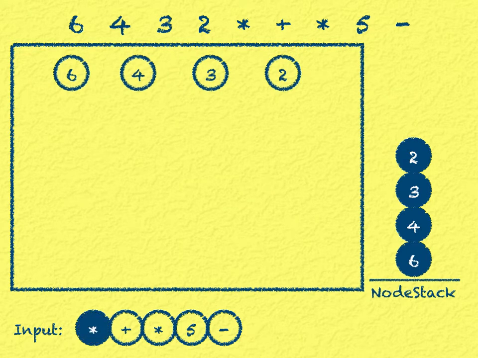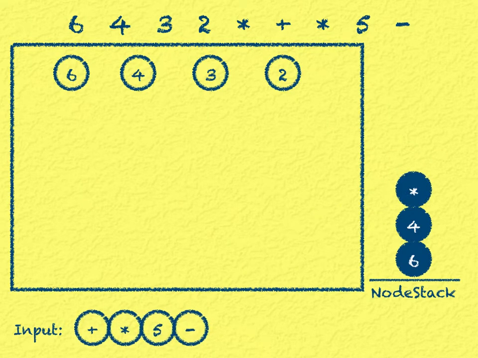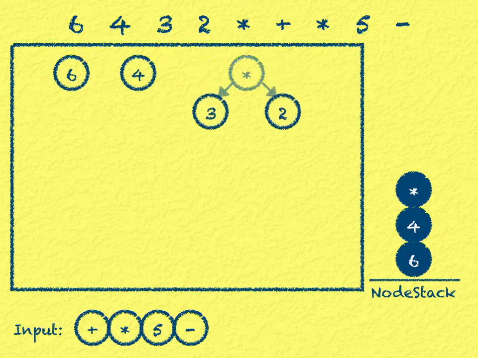Next, we have multiplication, a binary operator. So before we push the operator, I'm going to pop two values, 3 and 2. Then I'm going to push multiplication. Then on my canvas, 3 and 2, the two numbers I just popped, become children of that operator.